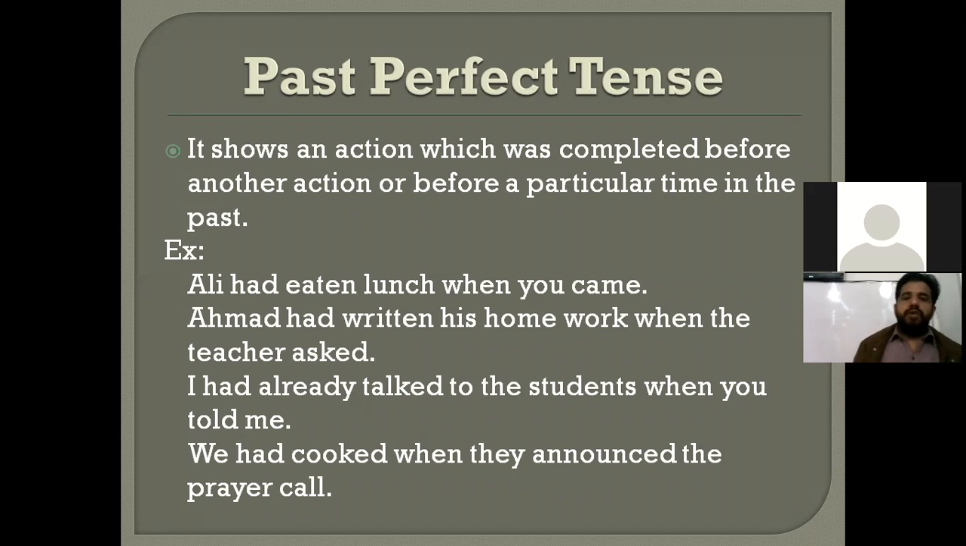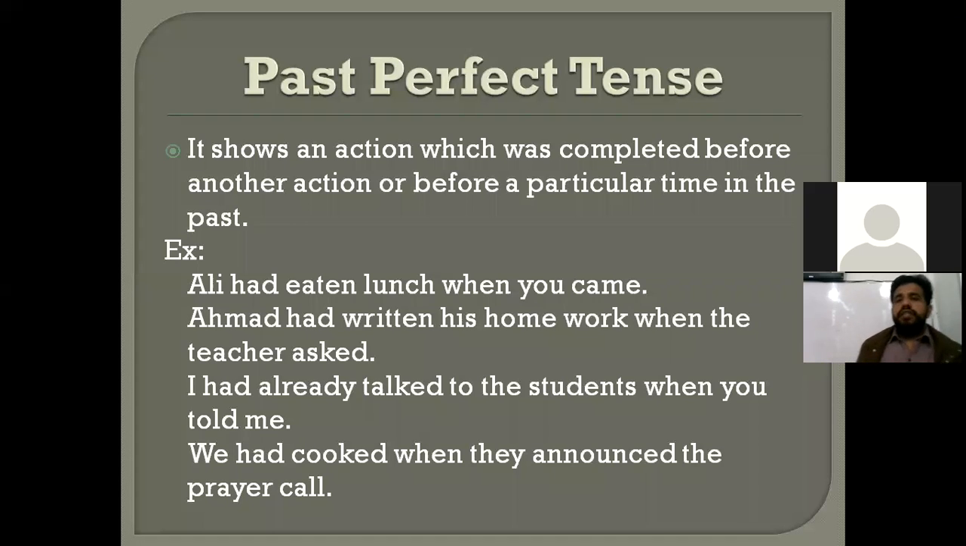There is no example of particular time yet. Let me give an example in which we are going to talk about some time in the past. Suppose we say Ali had eaten lunch at 9 o'clock last night. Here we use a specific time, that is 9 o'clock. So before 9 o'clock his action was completed. Ahmad had written his homework at 6 o'clock in the evening. It means that he had written before 6 o'clock, his action was completed.